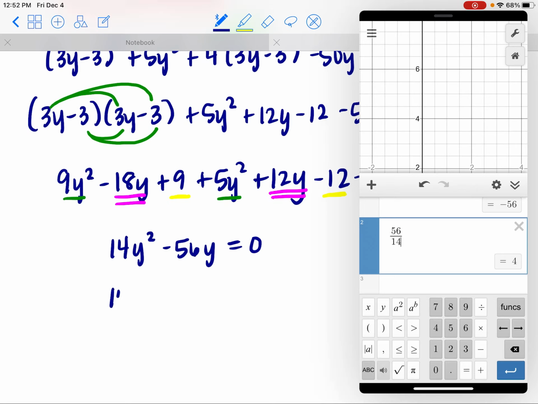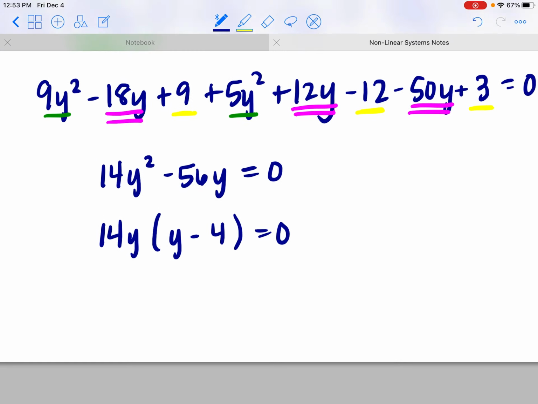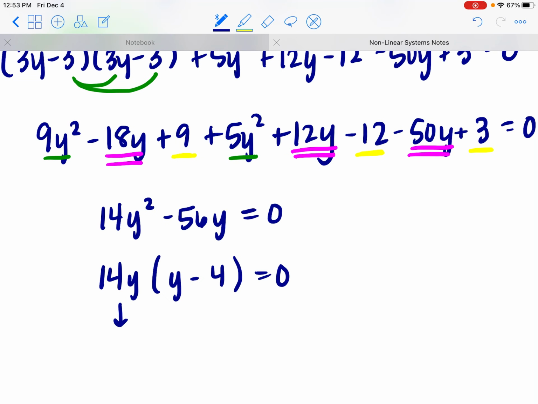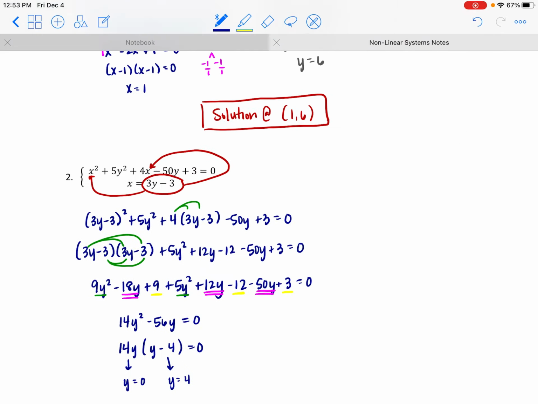So we're going to take out a 14 and a y here, which is going to leave me y minus 4. And that means we get two solutions for y. So this first factor tells me that y has to equal 0, and this second factor tells me that y has to equal 4. Okay? So we're part way there, which is already a mess, but now we have to plug both of those in to find the x's that correspond. Remember, we're looking for intersections in a graph, so points. There's got to be an x and a y that go together.